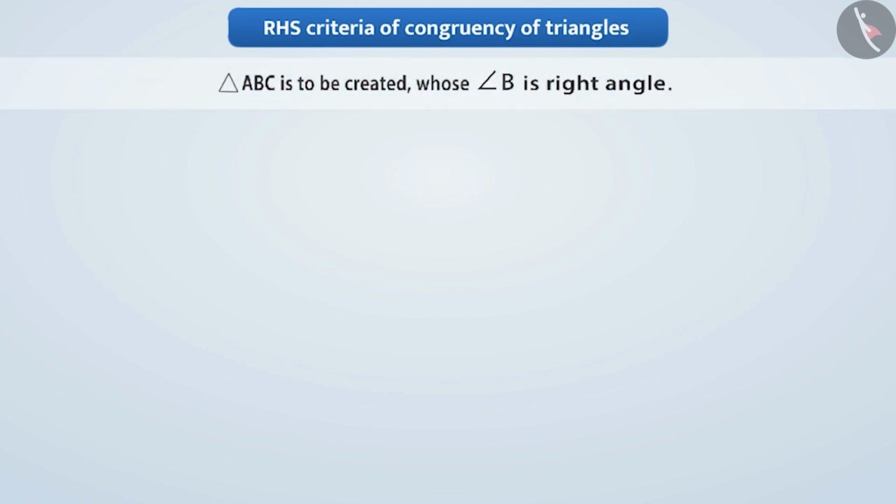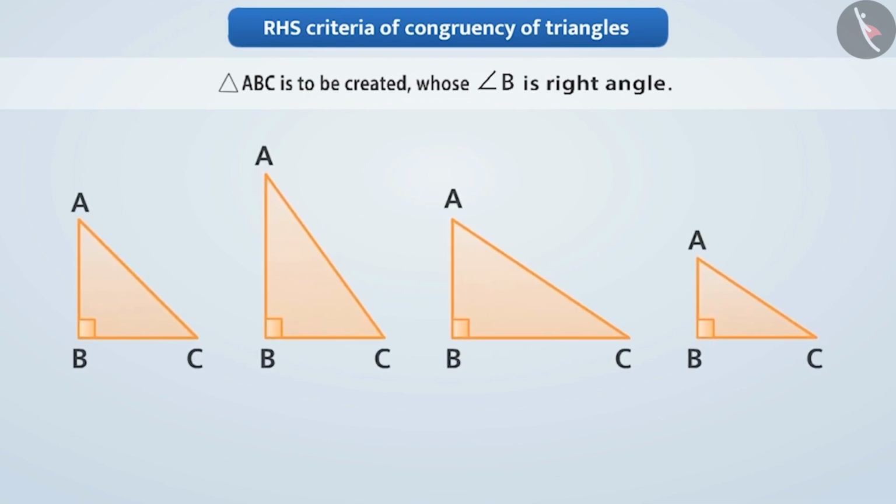Will we be able to construct a unique triangle from this information? Give it a thought. From this information, we can make different types of triangles which are not the same size. That is, the information given is insufficient.